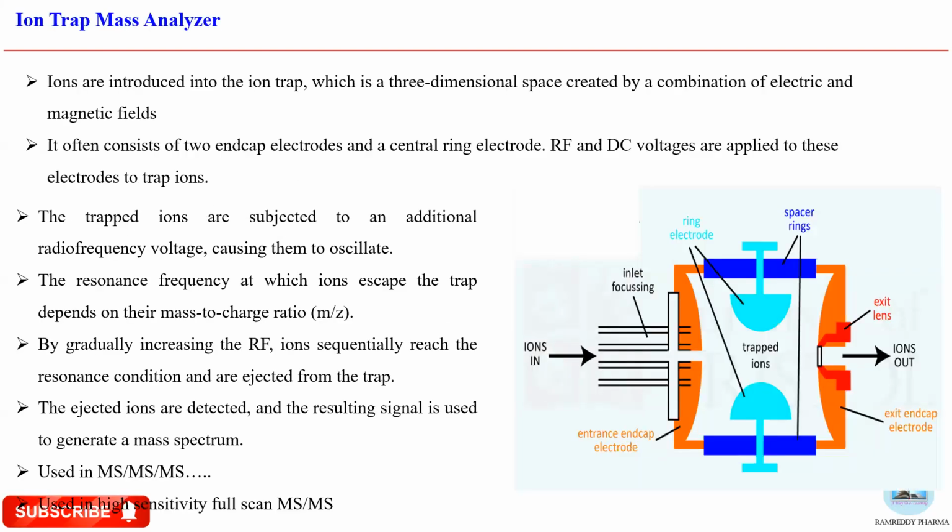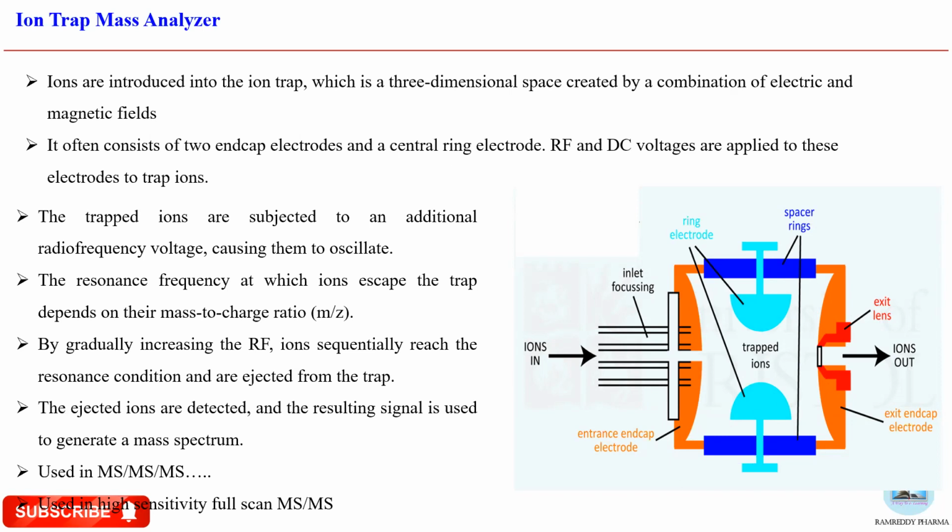Ion trap mass analyzer. The working principle of the ion trap mass analyzer is similar to the quadrupole mass analyzer. Same, we are applying radio frequency and DC current. In the ion trap mass analyzer, we are creating a trap. So this is the trap. We are creating the trap by using a ring electrode and two end caps. So two end cap electrodes will be there and a ring electrode will be there. It often consists of two end electrodes and a central ring electrode.